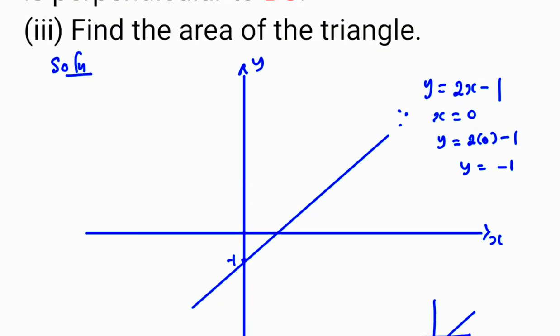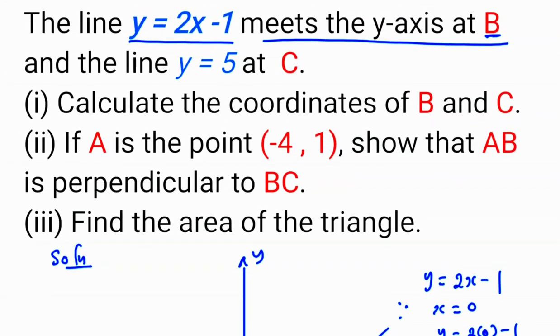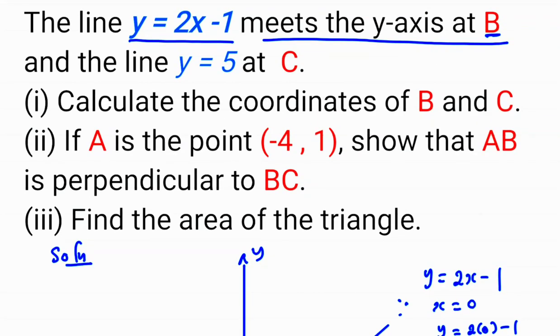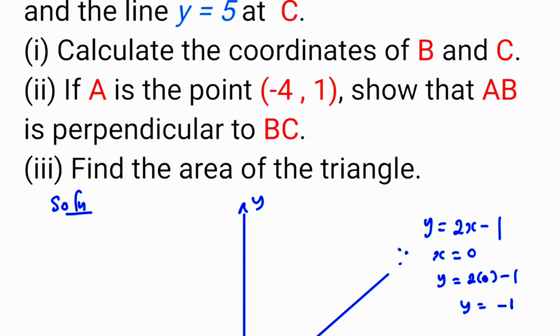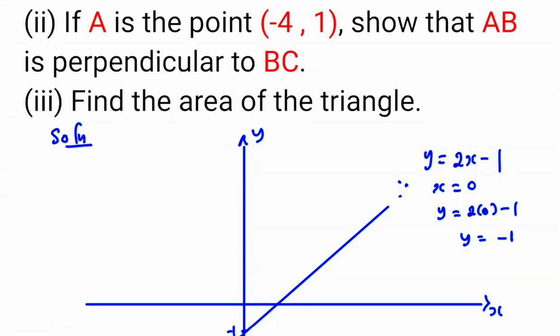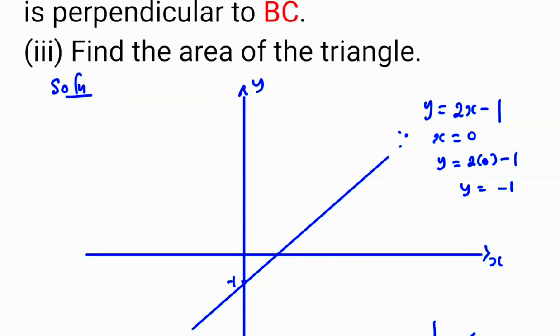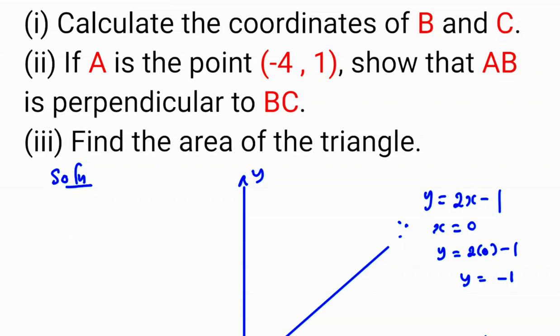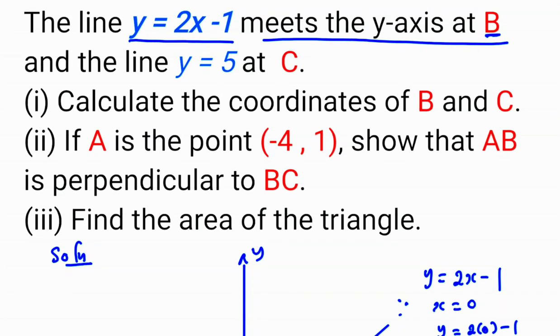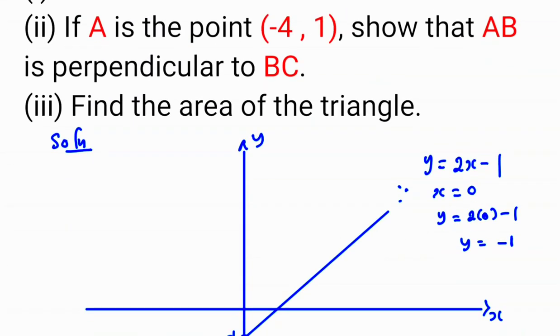Now why I decided to draw it this way is because the equation of the line is y = 2x - 1. So therefore it's having a positive slope, which will have this type of line. Okay, so good. Now let's continue from here. Then we're told that the line y = 5 meets it at C. Let me show you something.